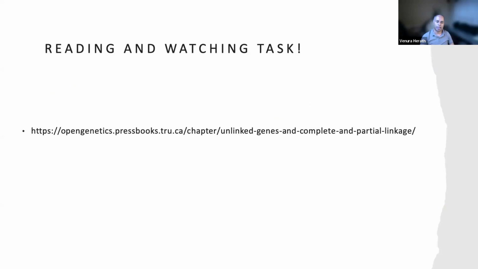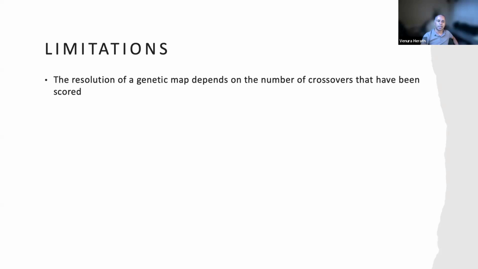Moving forward, we talked about what kind of genetic mapping we can do, and what markers we can use. Next, we are going to talk about the limitations when it comes to genetic mapping. We already discussed some limitations, but we are going to discuss a few additional limitations as well.